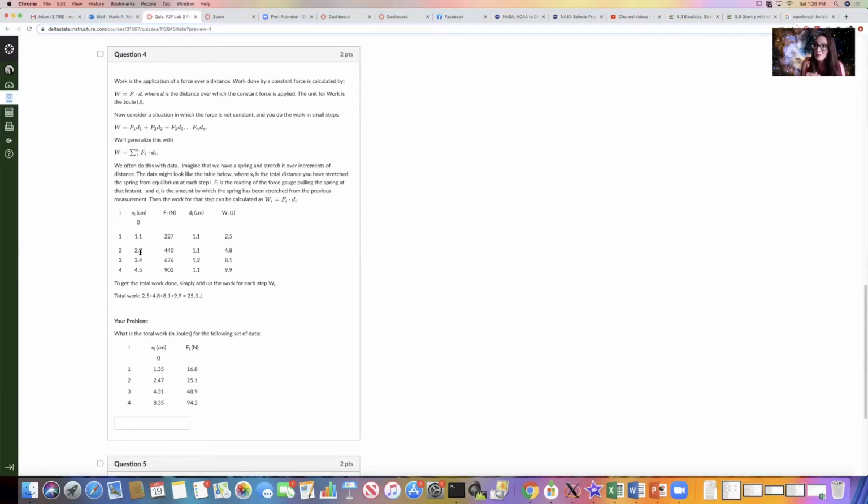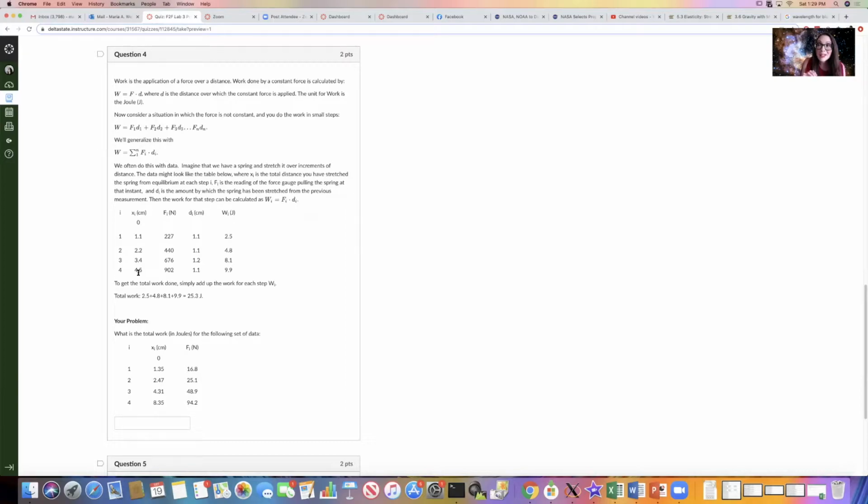Now we have to calculate the work done at each step. Remember, the work is the force at that step times the incremental distance over which that force was applied. So we have just this total distance we stretch from equilibrium.